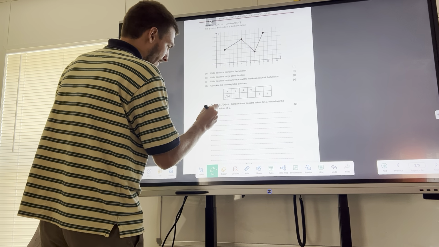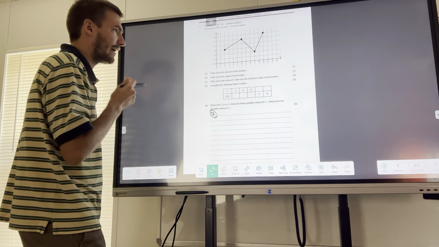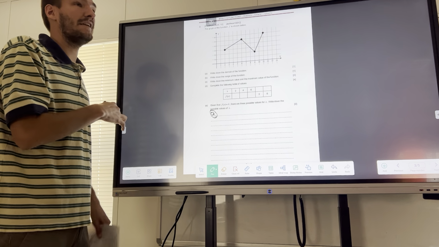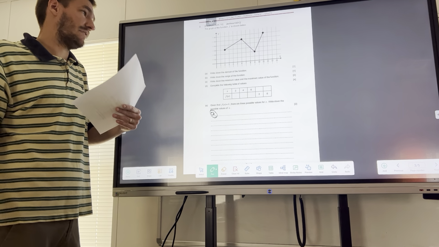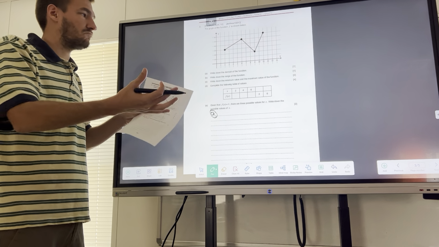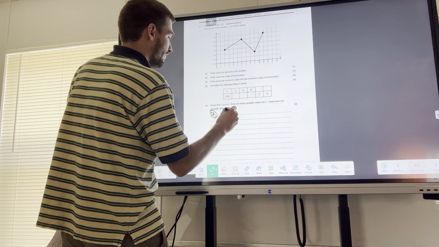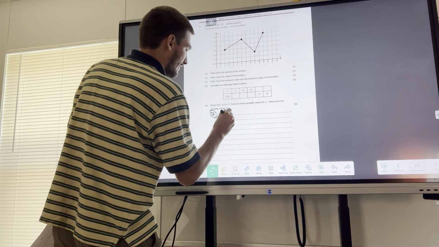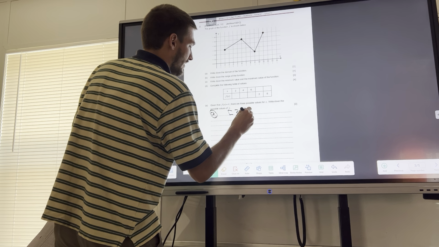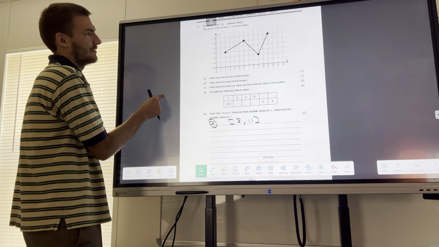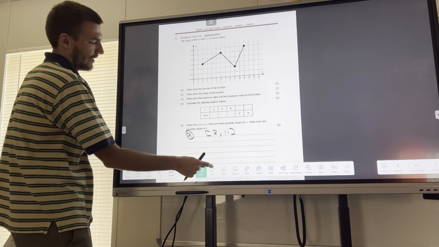Black. Okay. Anybody got the domain of this function for me? 2, 11. Do we want to use interval notation? Let's do intervals. Sure. We can do bracket 2, 11 bracket. Okay.